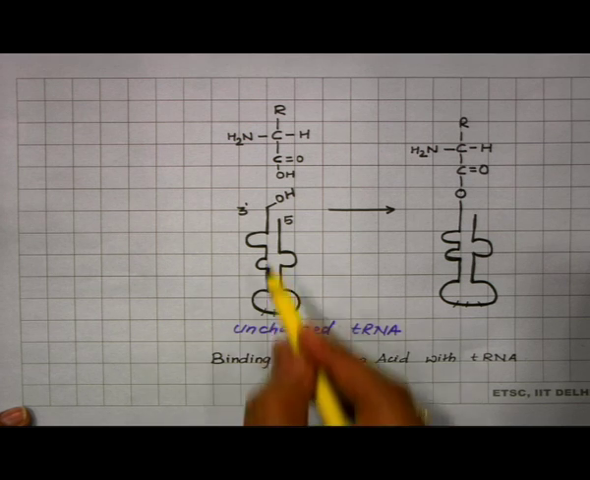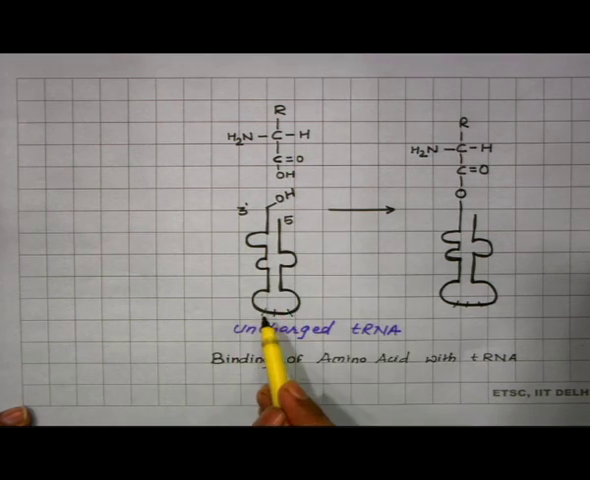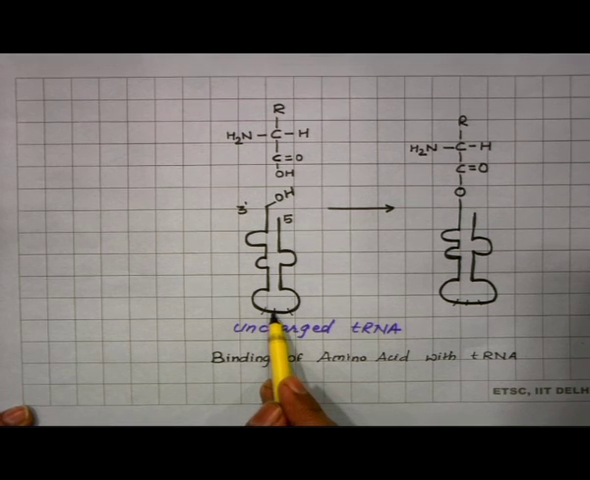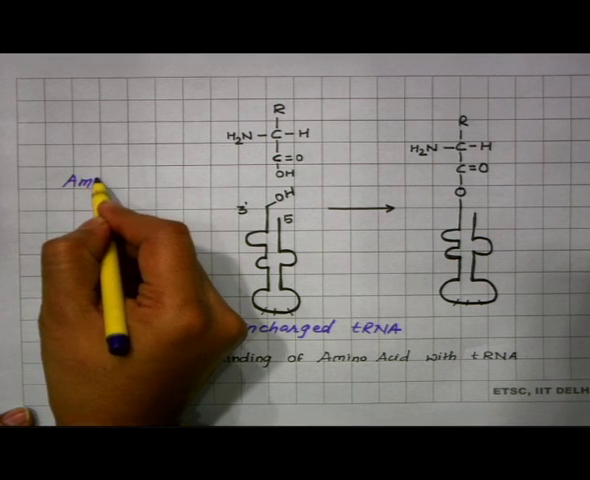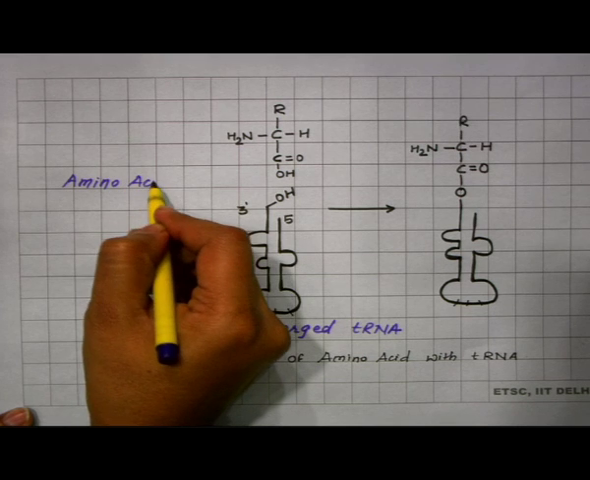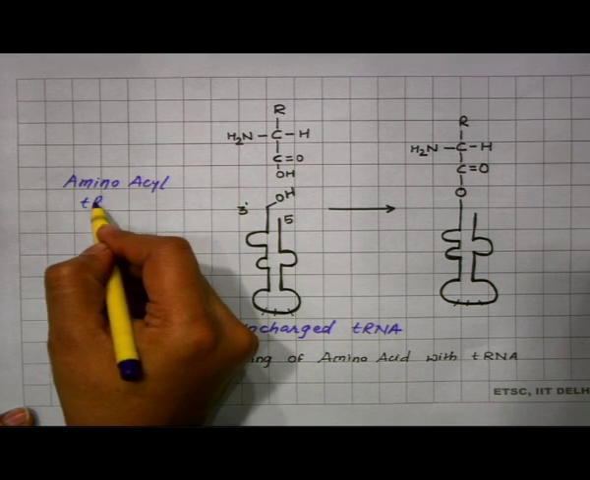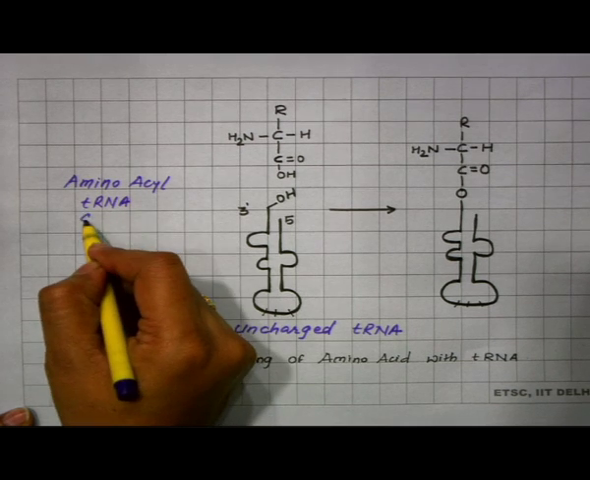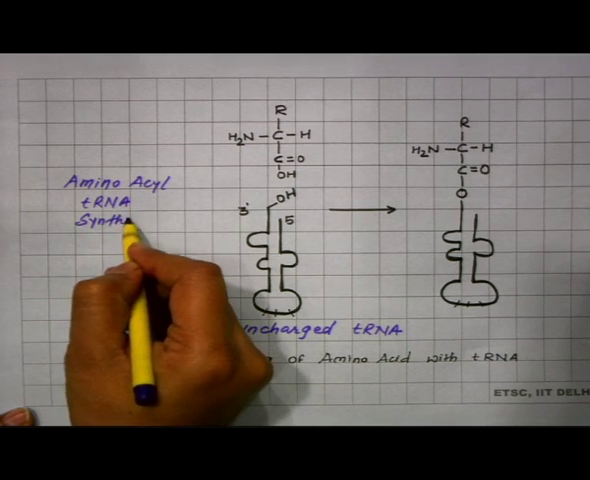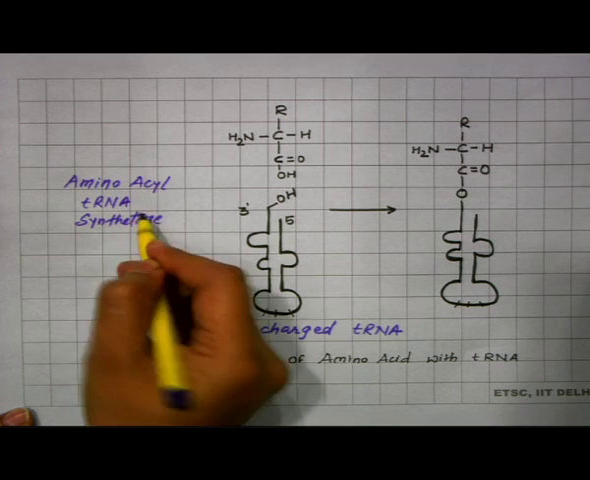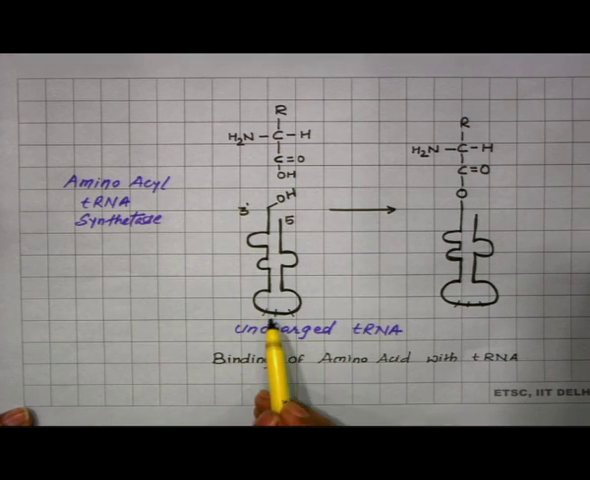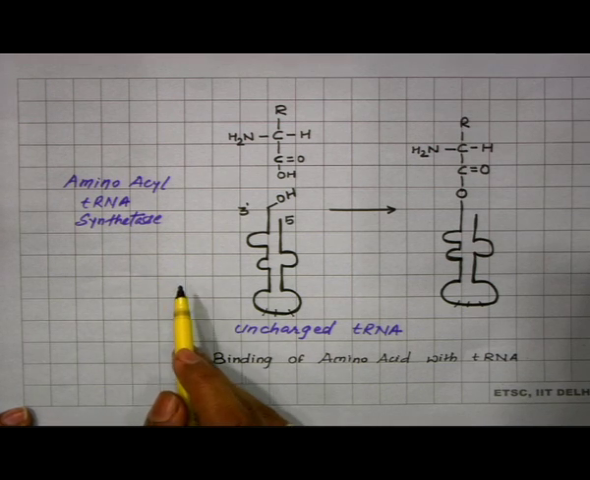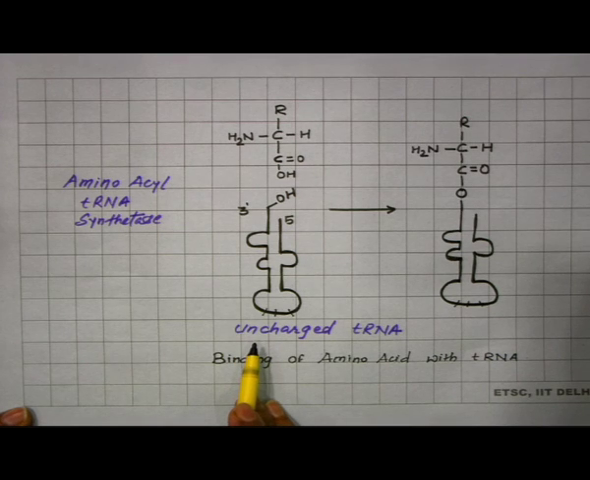As we know, the binding of amino acid with the uncharged transfer RNA is catalyzed by an enzyme which is known as amino acid transfer RNA synthetase. This enzyme helps in the binding of this amino acid with the uncharged transfer RNA, but here you need to learn how the bond is being formed.